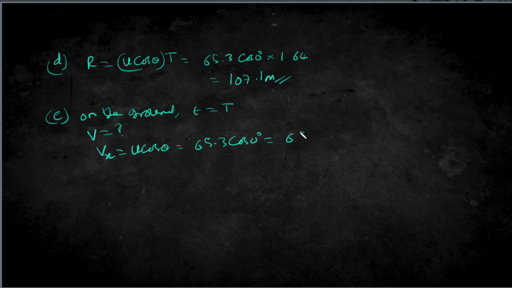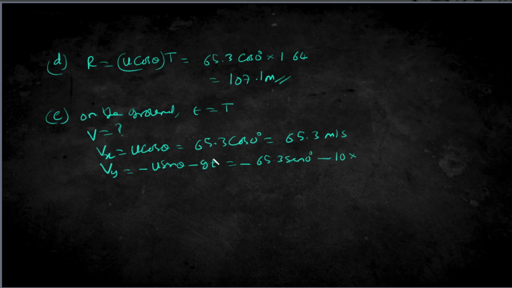This gives me 65.3, because cos 0 is 1, in meters per second. Then velocity along y is going to be minus, right? u sine theta minus gt, because this is going down, because sine is already negative in the fourth quadrant. The value of u is 65.3, sine of 0 degree, minus g, which is 10.